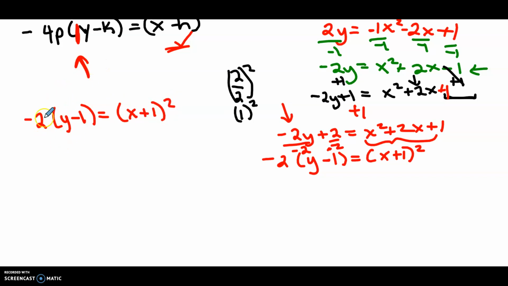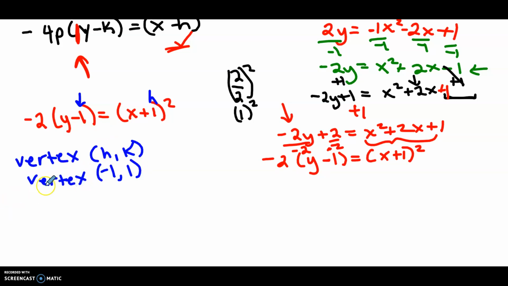And I want to label my vertex. So your vertex is always (h, k), okay? The h is always with the x, but it comes out opposite. I always say when you pull something out of a parentheses, it's going to be opposite. So I'm not going to say h is positive 1, it's negative 1. And then k is always with the y, and that's going to be positive 1. So that is my vertex.